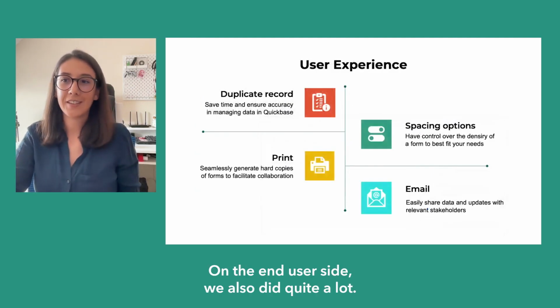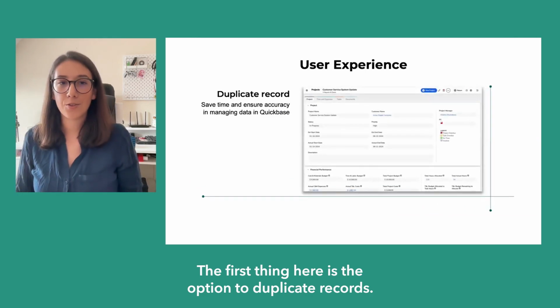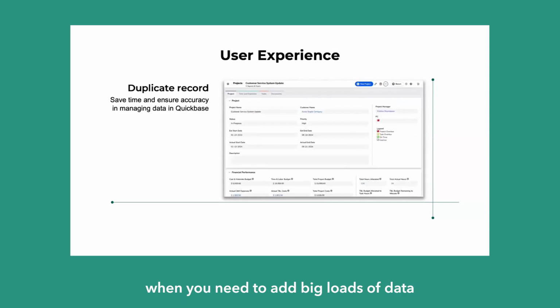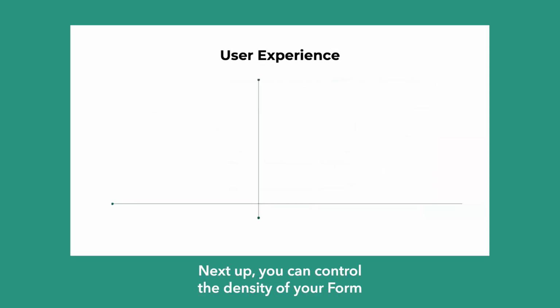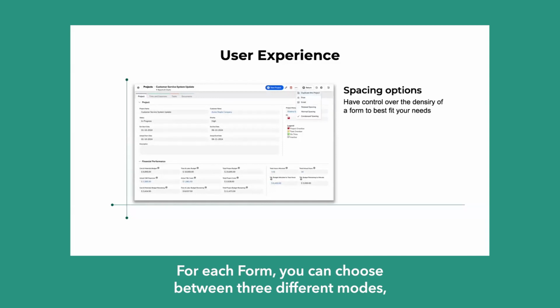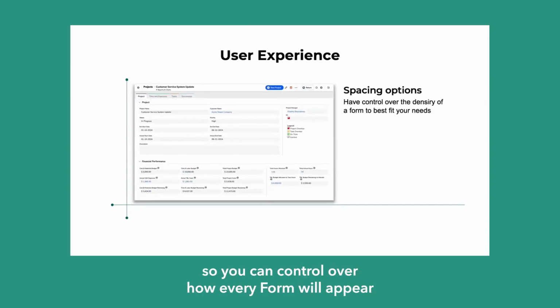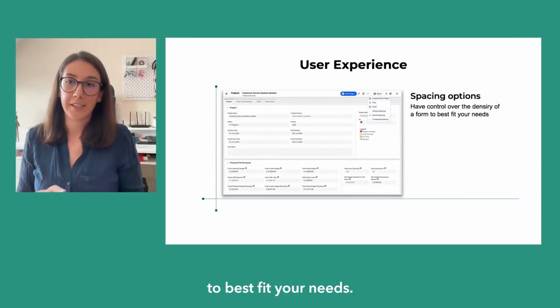On the end user side, we also did quite a lot. The first thing here is the option to duplicate records. This will save you time when you need to add big loads of data in your QuickBase application. Next up, you can control the density of your form using the spacing options. For each form, you can choose between 3 different modes: normal, condensed, and relaxed. The setting is set form by form, so you have control over how every form will appear to best fit your needs.